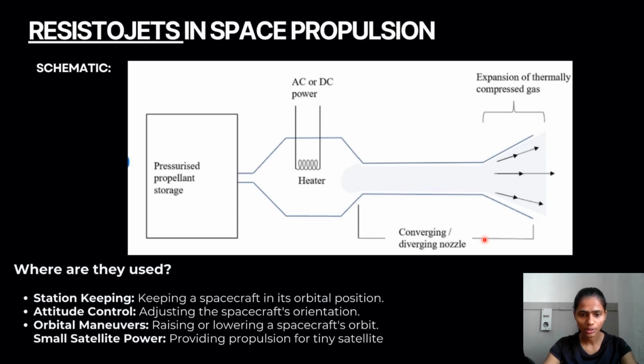Station keeping means maintaining the spacecraft position in the orbit. Then attitude control is adjusting the spacecraft orientation. Orbital maneuvering is raising and lowering the spacecraft orbit. Small satellite power is providing the propulsion for small satellites.